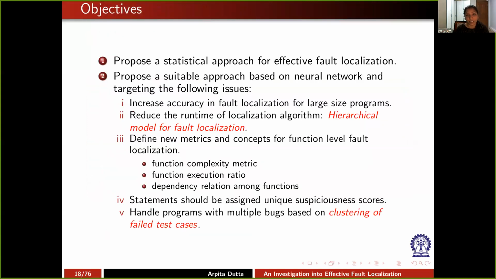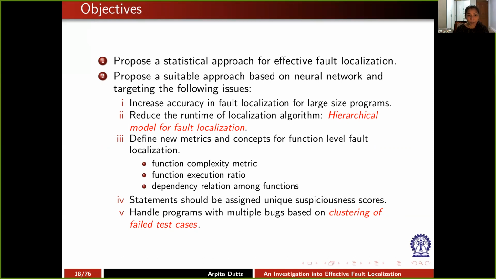We propose a statistical based method for effective fault localization. Then we also propose suitable neural network based methods which will target the following objectives. We'll try to increase the accuracy of the localization method, especially for large size programs, and to reduce the runtime of the localization algorithm we use a hierarchical approach. And we define new metrics and concepts for the hierarchical approach where we first localize the bug at function level and then at the statement level.